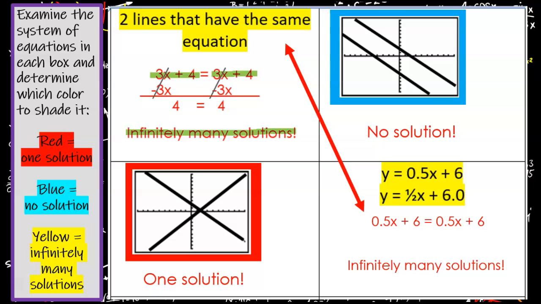Two parallel lines, we talked about that on the page before. Two parallel lines is always no solution. When we have two lines that cross only one time, that is one solution.